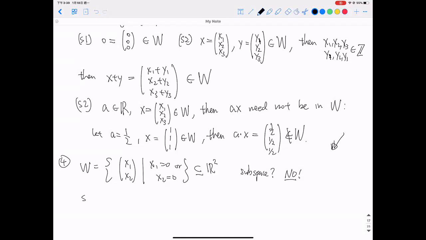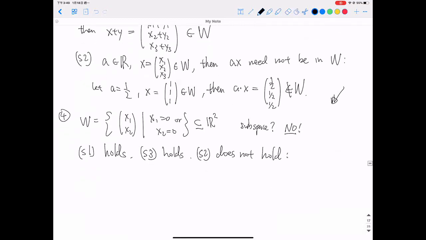And the reason is the following. You can again check that S1 holds, because 0, 0 will certainly have one of the entries 0. You can also check that S3 holds, because if you multiply your vector by a number, the entry that is 0 remains 0. Now S2 does not hold.